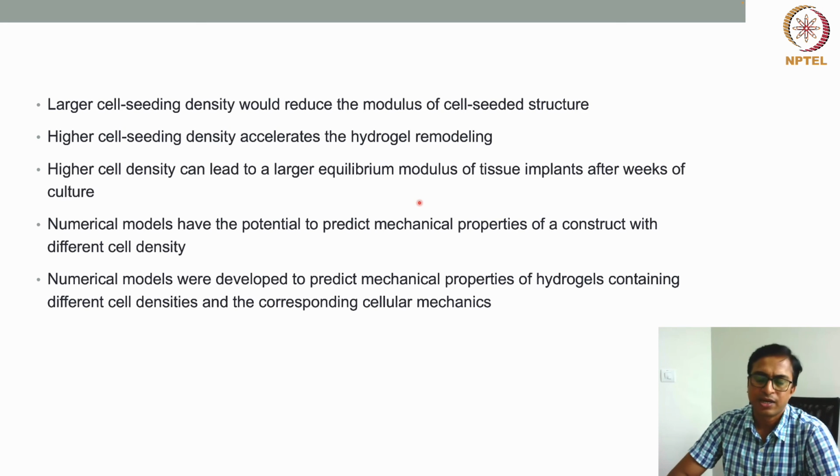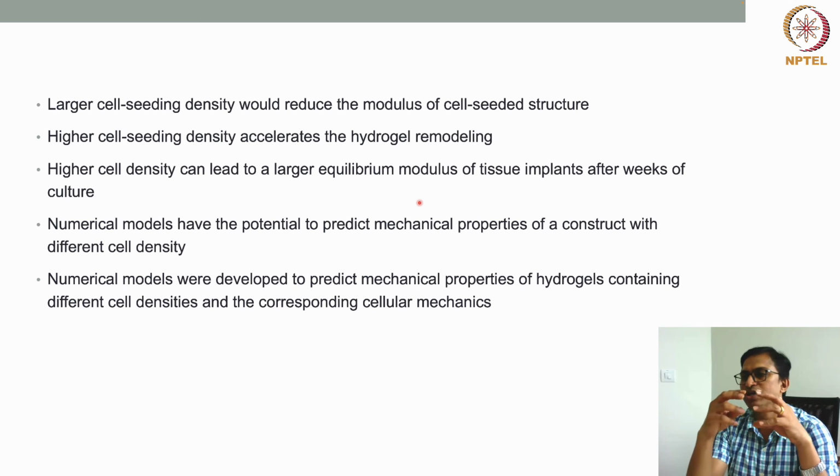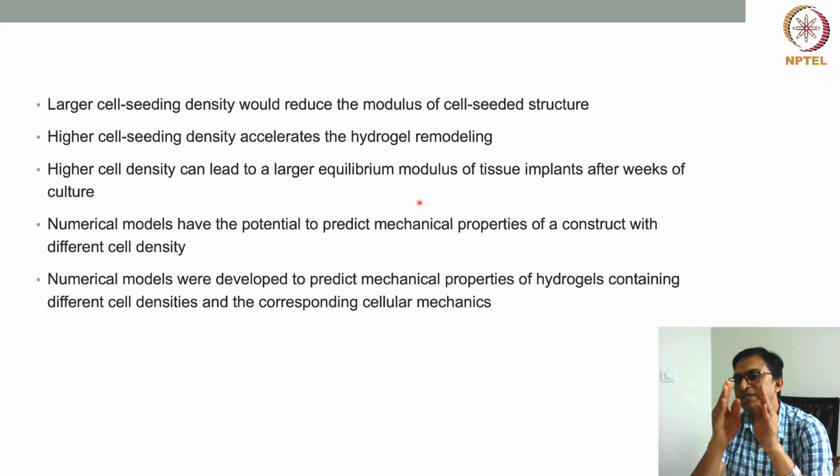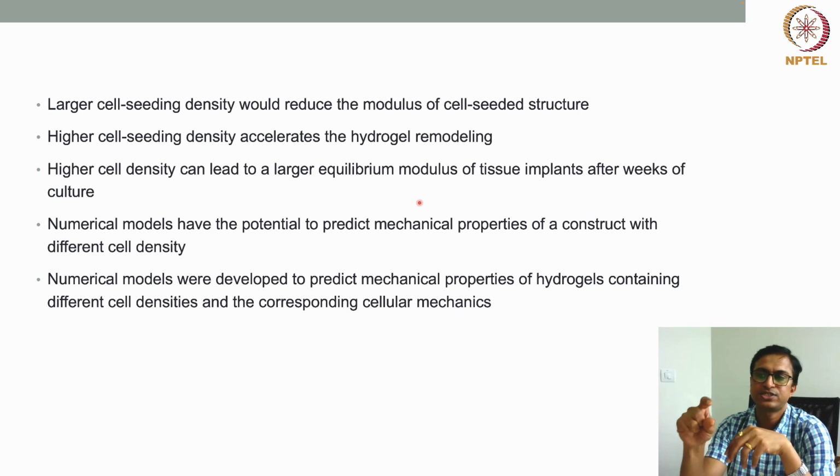Another important thing to consider is the mechanical property of the printed construct. If your cell density is very high, that would definitely reduce the modulus of the cell-seeded structure. The modulus of a printed structure with the same concentration of bioink, without cells and with cells, will be very different. Typically, the modulus of the initial cell-seeded structure would be lower than that of a structure printed without the cells.